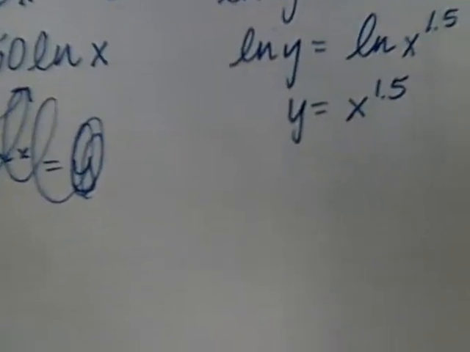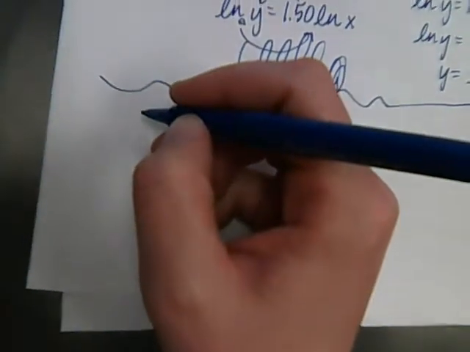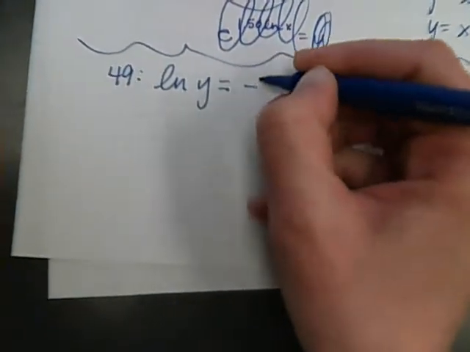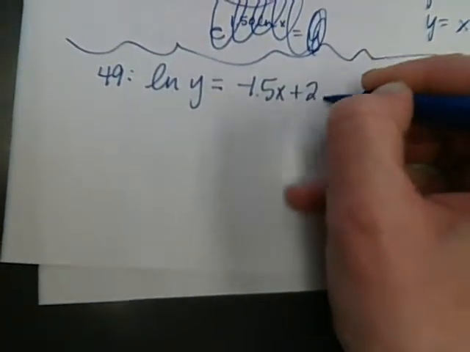Now, the only other thing that they don't give you an example for here is the section on page 514, 41 through 52, where it says write y as a function of x. Okay? Write y as a function of x. Y as means y is. So I'll just pick one of the harder ones, like 49. So they give me natural log of y equals negative 1.5x plus 2.5.